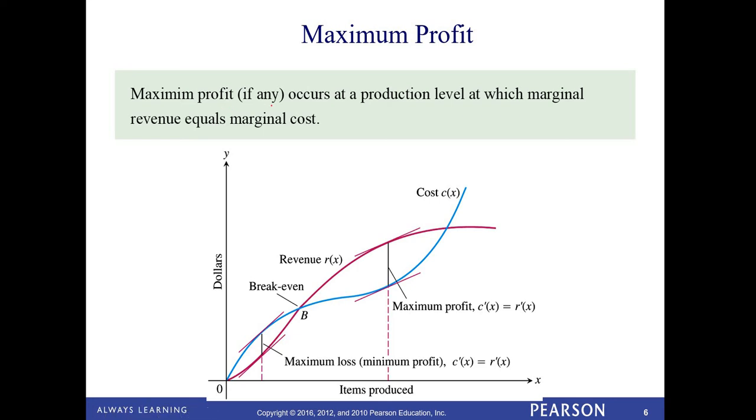The maximum profit, if any, occurs at a production level at which the marginal revenue, the slope of the revenue, equals the marginal cost. And I hope that you can see from this picture, if the red line is my revenue and the blue line is my cost, when the slopes are the same, I will have the maximum distance of revenue minus cost. If the slopes are different, they will be approaching each other and getting smaller and smaller. So my maximum profit is the derivative of cost equal to the derivative of revenue.